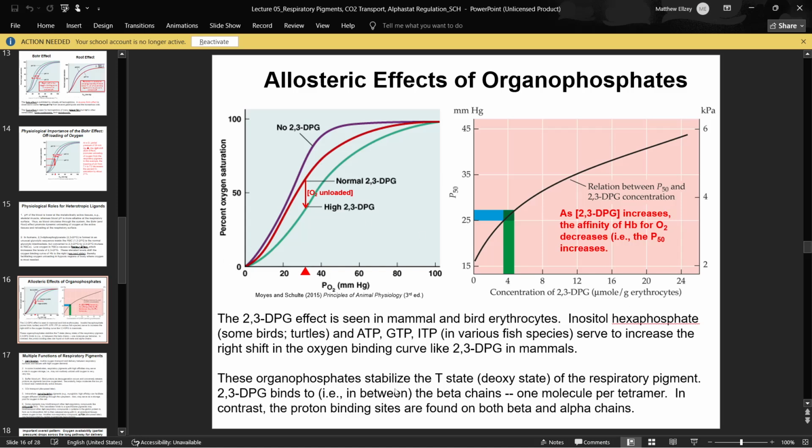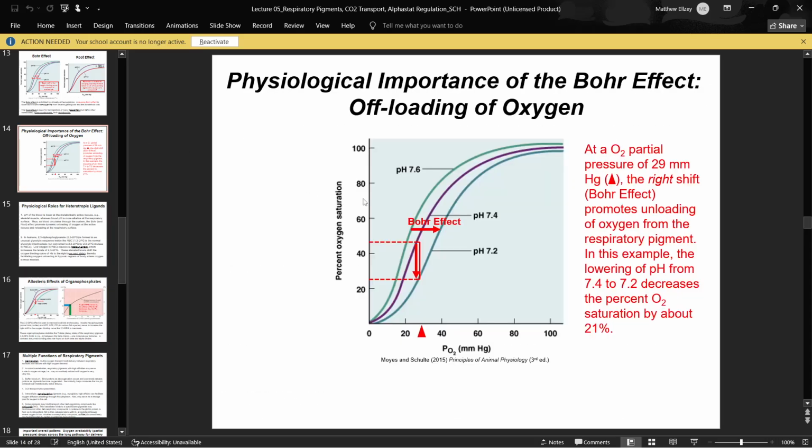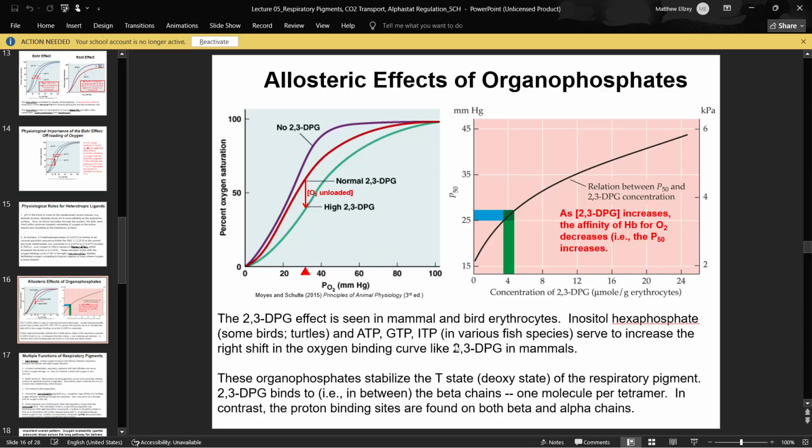So these organophosphates stabilize the T state, just like we had with the protons in the Bohr effect, stabilizing the T state. So if we're stabilizing the T state, we're decreasing the affinity for oxygen binding on the hemoglobin, because what promotes the oxygen binding is the disruption of these T states by oxygen binding these salt bridges. So the organophosphates stabilize the T state.